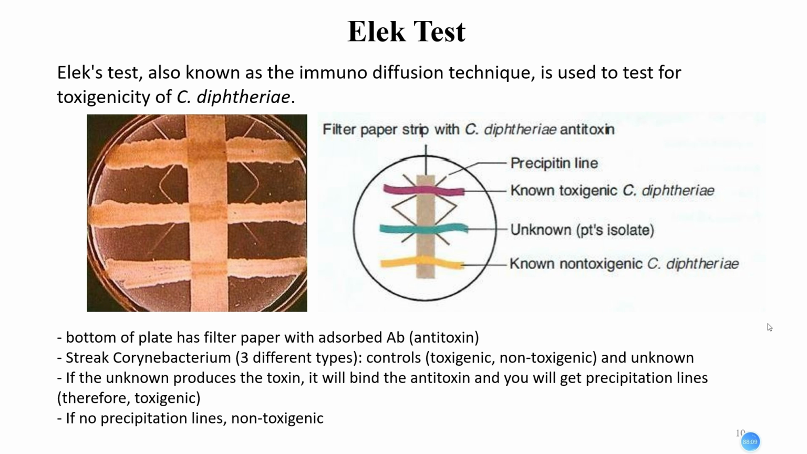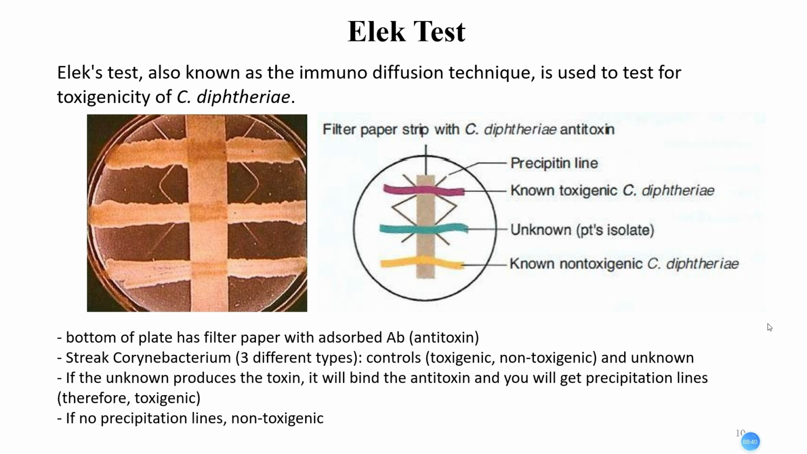When you culture the bacteria on the surface, you culture a known strain which can produce toxin. This is a known toxigenic bacteria, in the line. You also culture a known strain which cannot produce toxin. Then you streak a line of your patient's isolate.